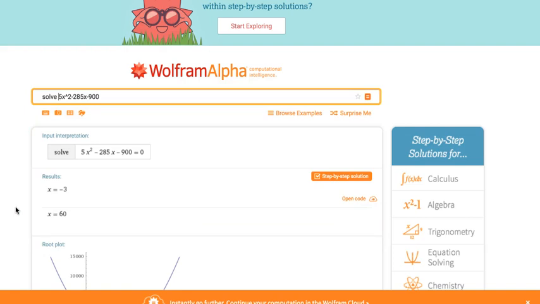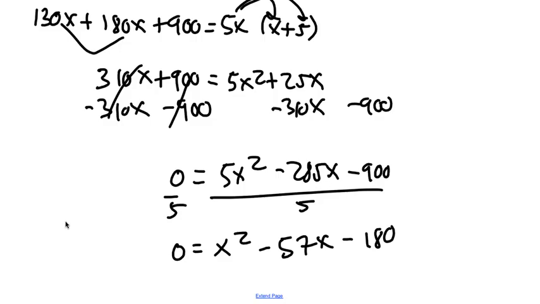But we throw out this extraneous root because you can't have a negative rate, right? Even if you travel backwards, you're still traveling at some kind of positive rate. So we're going to throw away x equals negative 3, and then we're going to use x equals 60 here. So we'll say x equals 60.